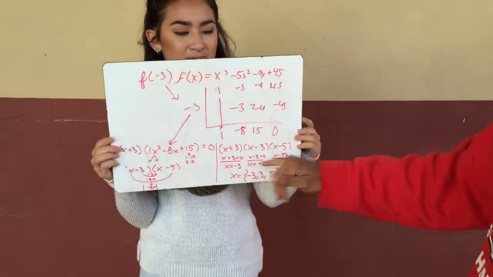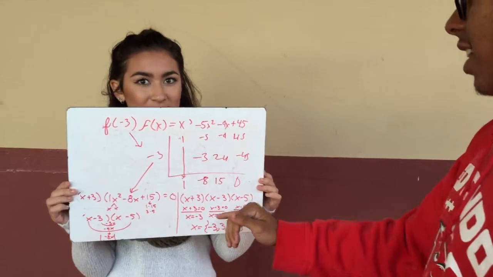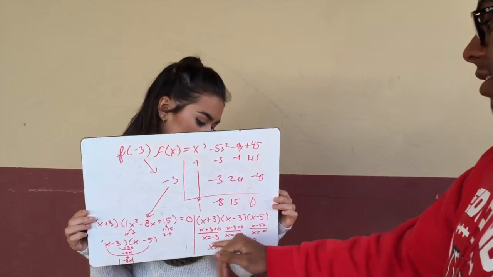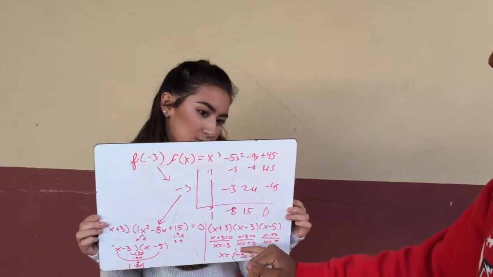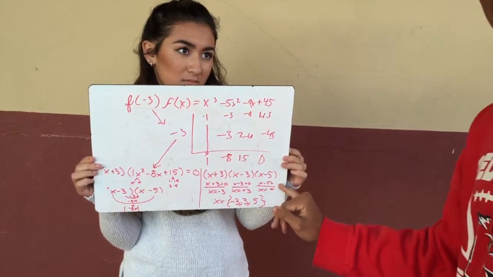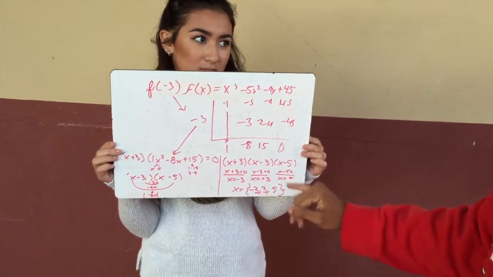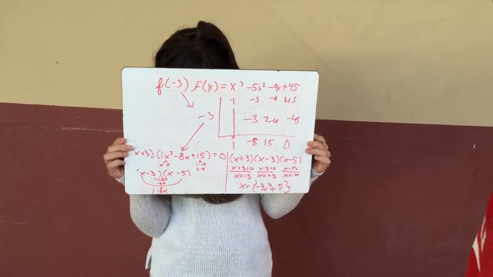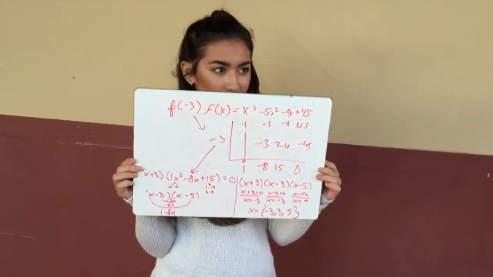So what you want to do is show your work. So x plus 3 equals 0, and that would be x equals negative 3. x minus 3 equals 0, and that would be x equals 3. And x minus 5 equals 0, and that would be x equals 5. And then you would put it in brackets to be x equals negative 3, 3, 5.